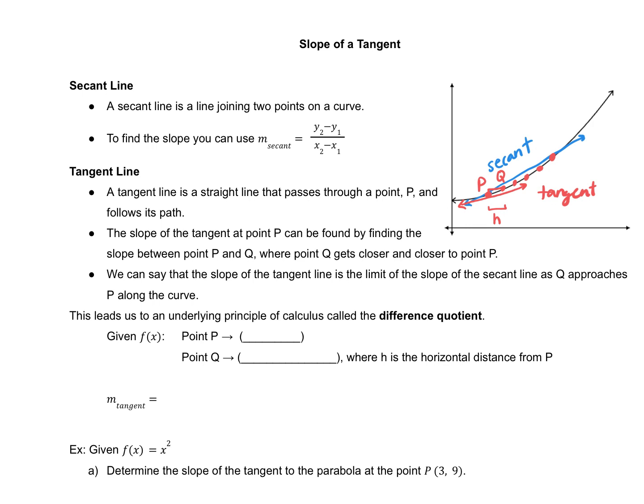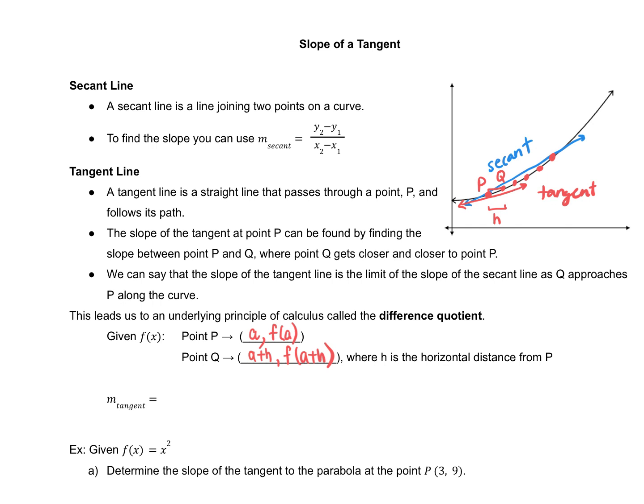I'm going to say point P is located at a for the x value, and f at a for the y value. And point Q is a plus h, h being that horizontal distance, and the y coordinate would be f at a plus h. And now we have 2 points, so we can use our slope formula. But I want h to be as close to 0 as possible. So that's where limits come into play.